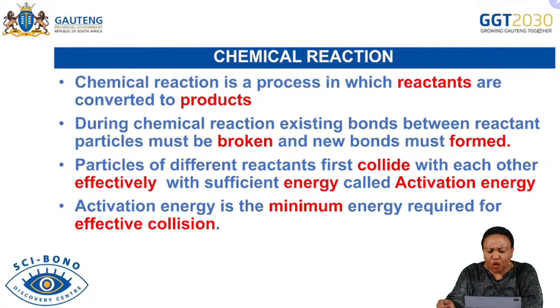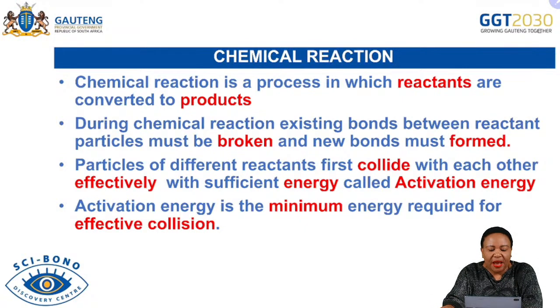Now, during the chemical reaction, the existing bonds between reactants will be broken down and the new bonds will be formed. So you need to know that as the reaction occurs, the existing bonds between the particles of the reactants will be broken down. And as a result, the new bonds will be formed. The new bonds will be formed when the products are starting to form.